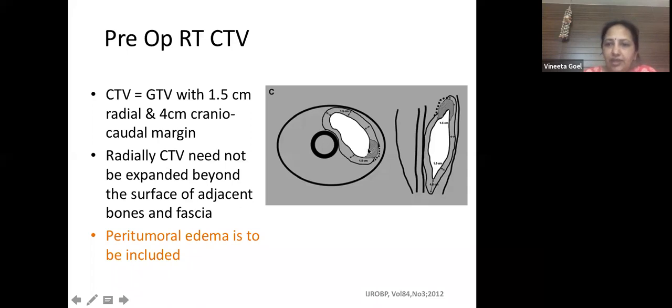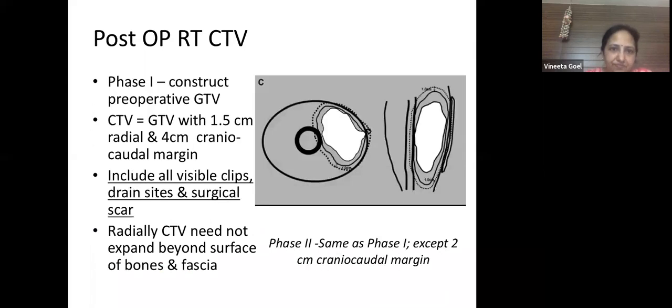But the peritumoral edema across the tumor, or craniocaudally, has to be covered. So suppose you have given a craniocaudal margin of 4 centimeter, but there is edema extending 2 centimeters beyond that 4 centimeter margin. You have to extend your margin to about 6 centimeters to include the peritumoral edema. Now, if you want to identify this peritumoral edema, then you need an MRI. On CT scans, rather the majority of the times, you may not be able to identify this peritumoral edema.